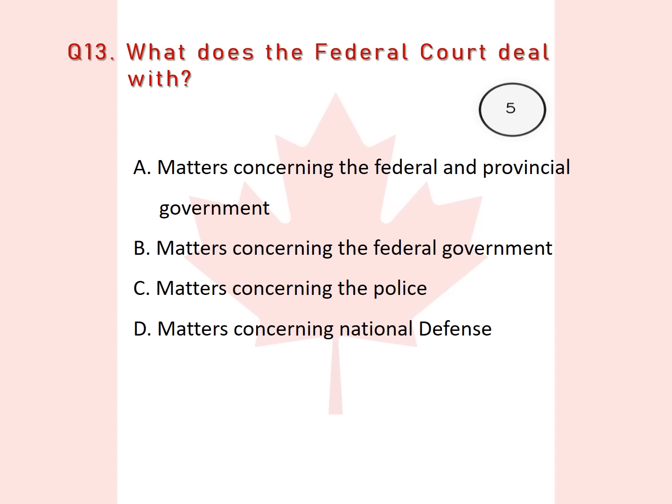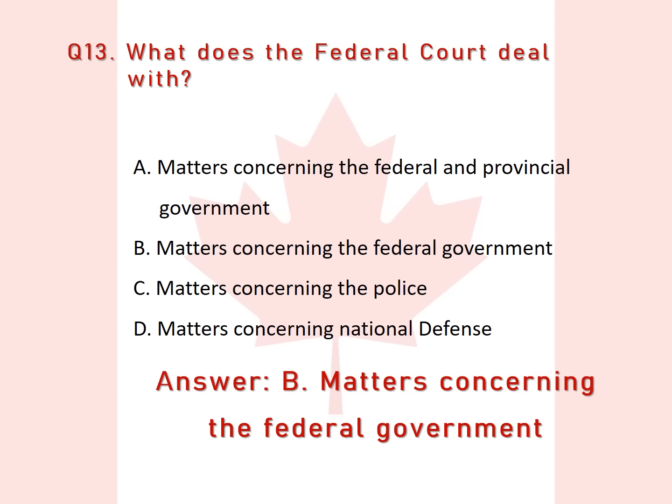What does the federal court deal with? Option A, matters concerning the federal and provincial government. Option B, matters concerning the federal government. Option C, matters concerning the police. Option D, matters concerning national defense. Answer is option B, matters concerning the federal government.